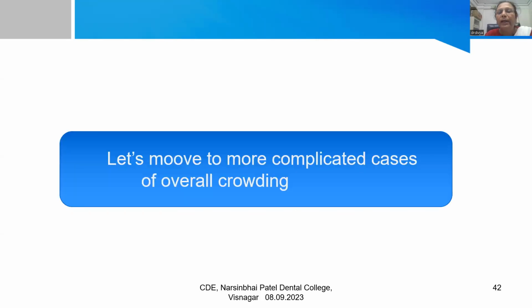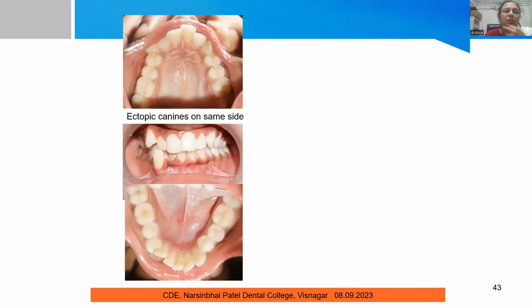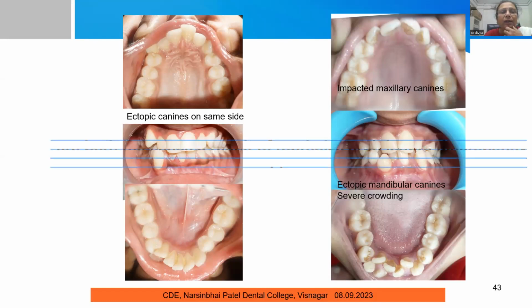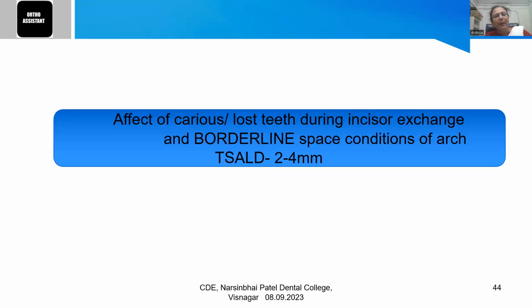So let's move to more complicated cases in overall crowding, where the first incisor D is carious and some problem is there because of space loss. See, I have shown this case, ectopic canine in the mandible and the maxilla also. And here is another arch which shows a severe crowding. So are both the cases a result of tooth size arch length discrepancy? Think about it. Keep thinking, I'll tell you the answer afterwards.